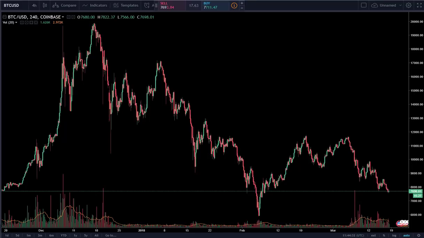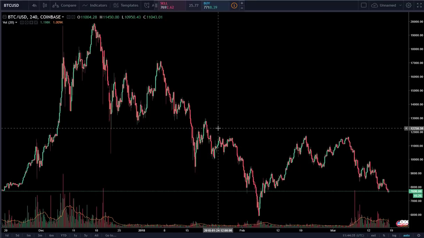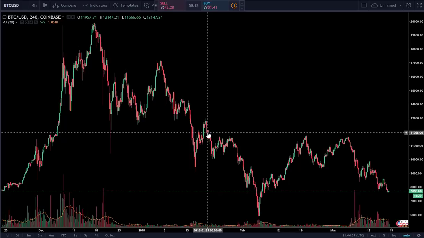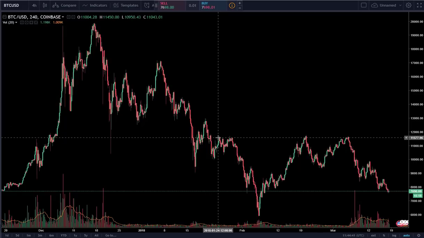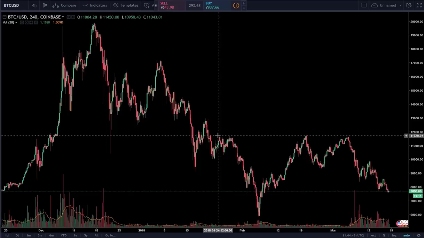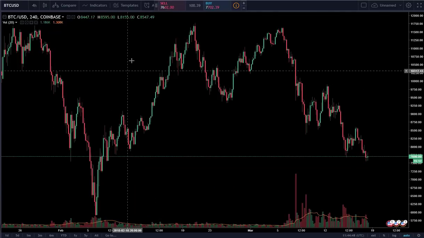The first two kinds of lines, the main two that you need to learn, are support and resistance and how to chart that. There are different ways to go about doing that. The first lines are going to be horizontal lines. For example, we're on the 4-hour chart here, and this is Bitcoin to USD on Coinbase.